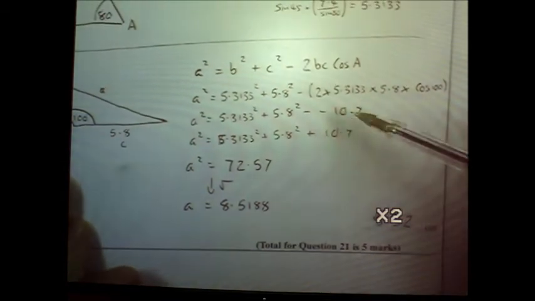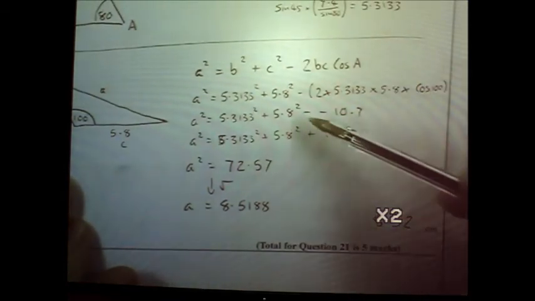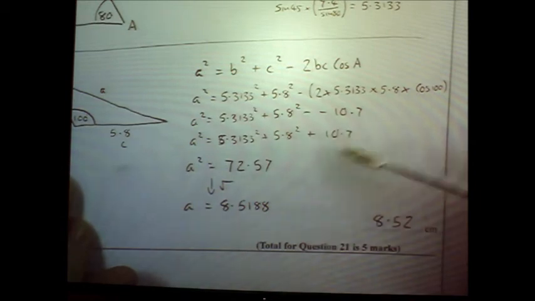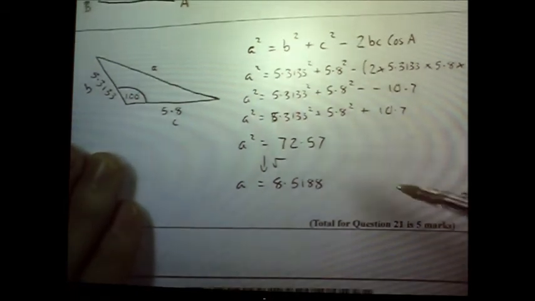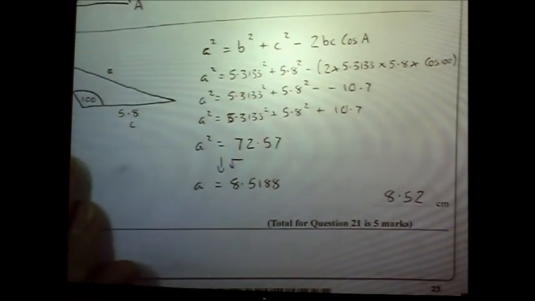You end up with a double negative on this bit, so don't forget that, and make a plus. You work all that out. A squared is 72.57, so a is 8.5188. The question does say give it to 3 significant figures, so I've rounded it to 8.52.